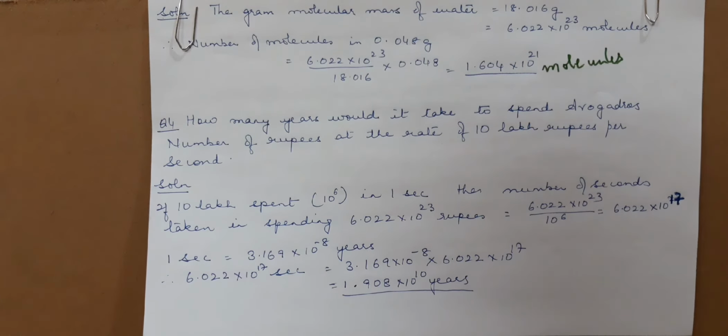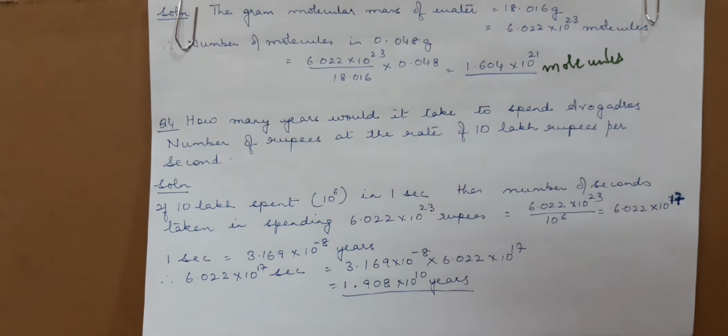Then question 4. How many years would it take to spend Avogadro's number of rupees at the rate of 10 lakh rupees per second? Oh goodness. 10 lakh rupees per second you're spending. And you have Avogadro's number of rupees with you. Oh my goodness. Years and years. How many years would it take?